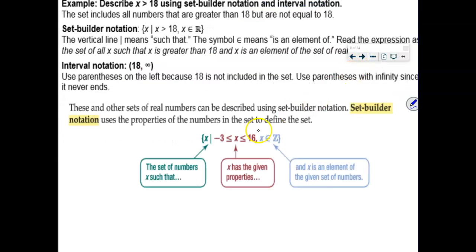Ready? This is what you should hate. This is set builder notation. Look at this. Can I translate this for you? So it's the set of all numbers x, and then they put a line right here, which means such that. So such that all of your x's are between the values of -3 and 16 inclusive, meaning they count -3 and 16, where x is an element of the real number system.